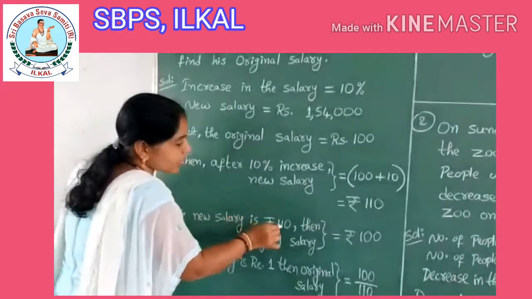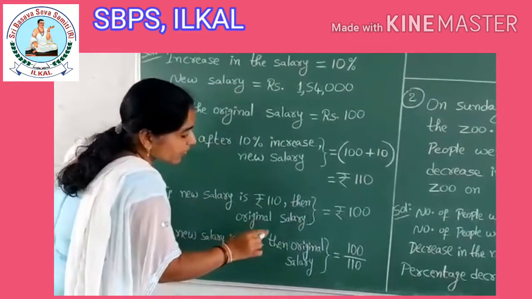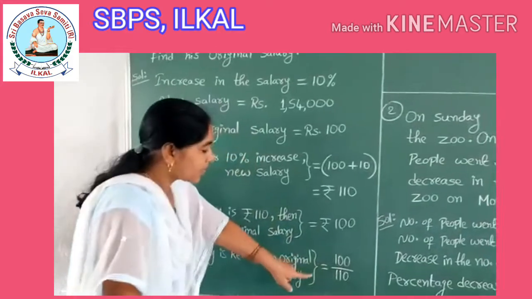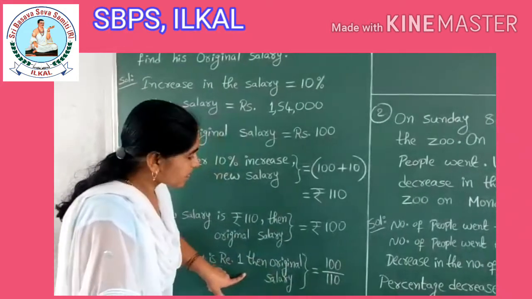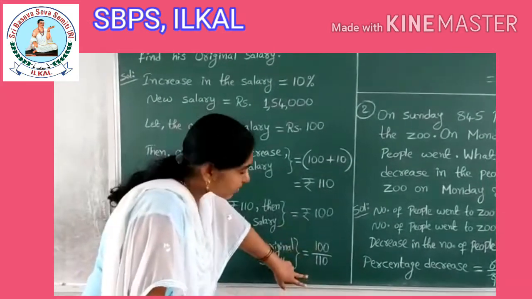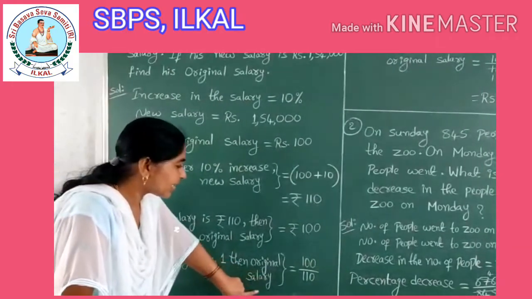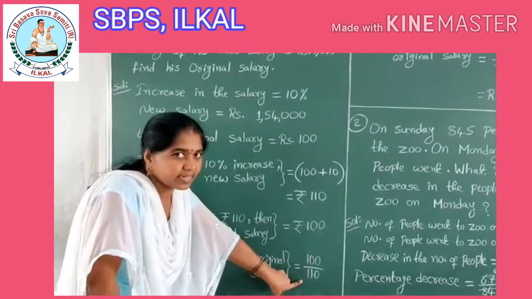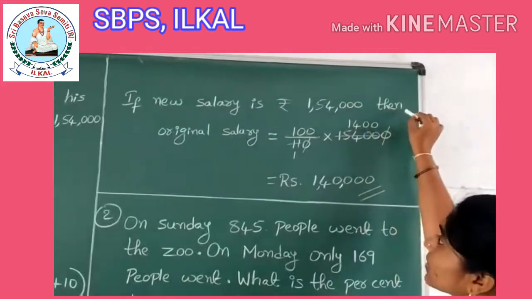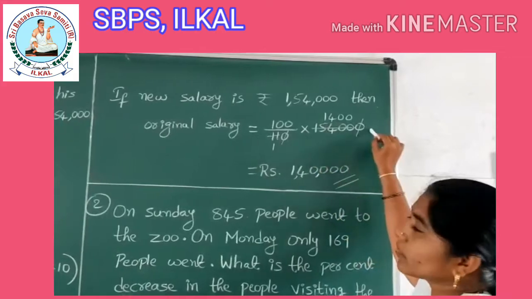Then if the new salary is rupees 110, the original salary is rupees 100. If the new salary is rupee 1, then the original salary is equal to 100 by 110. Here, to find for only one, children, from many to 1 we are dividing. Now next we will multiply, which means from 1 to many we multiply. One more time: if the new salary is rupee 1, then the original salary is 100 divided by 110. If the new salary is rupees 1,54,000, then the original salary is equal to 100 by 110 into 1,54,000.